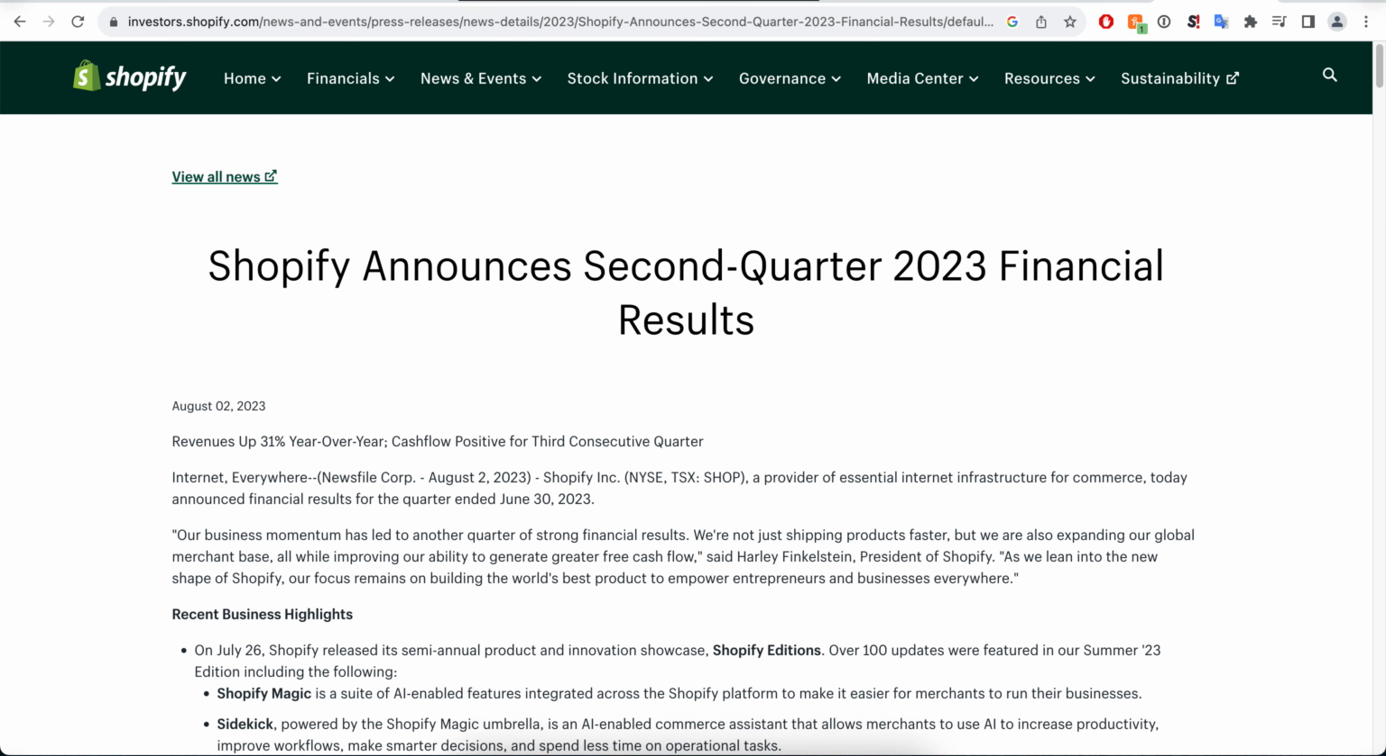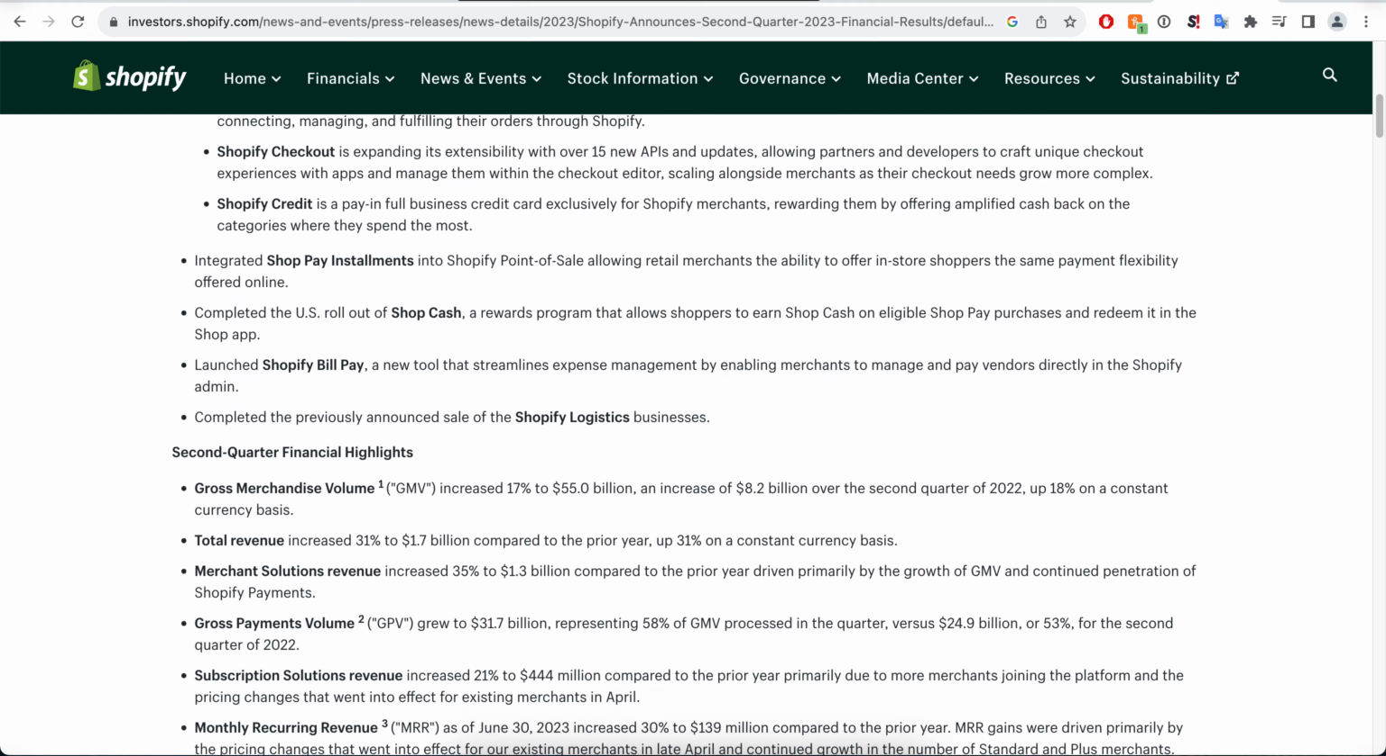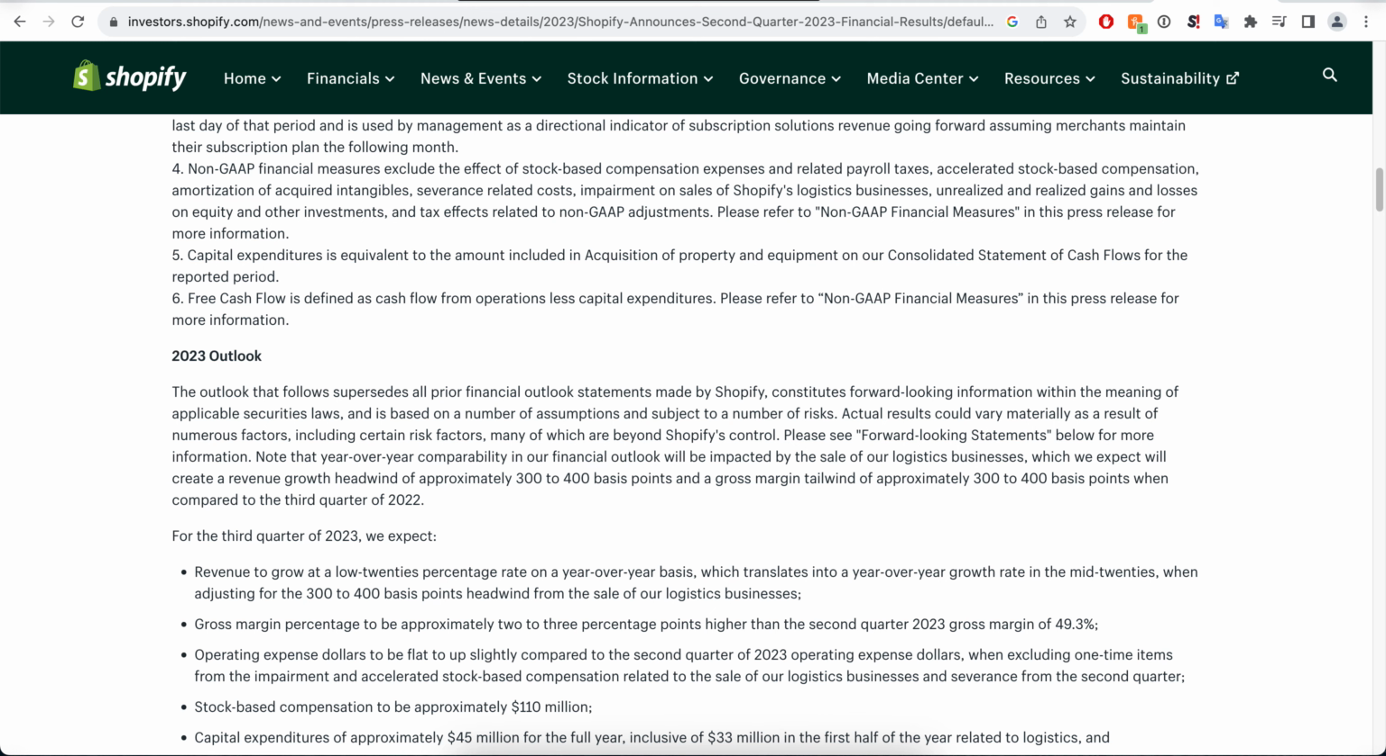Now, Shopify is interesting. The previous quarter was a really nice quarter in regards to their revenue. So the revenue was up, and this is basically a full-blown breakdown here. And their outlook seems to be pretty good as well. So, forward-looking information within the meaning of applicable securities laws and all that. They expect it will create a revenue growth headwind of approximately 300 to 400 basis points and a gross margin tailwind of approximately 300 to 400 basis points when compared to the third quarter of 2022, impacted by the sale of our logistics businesses here.